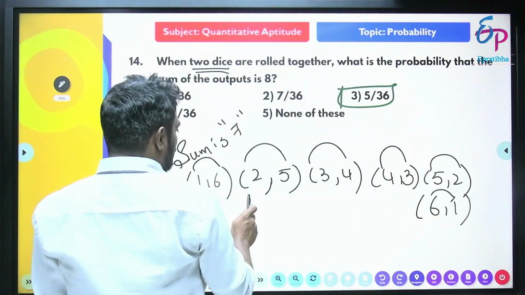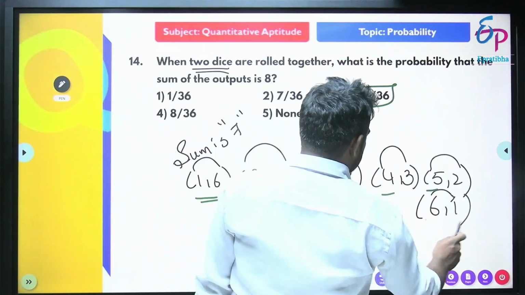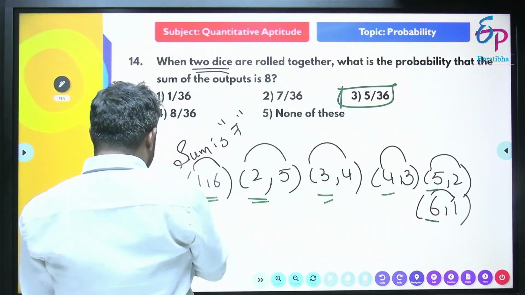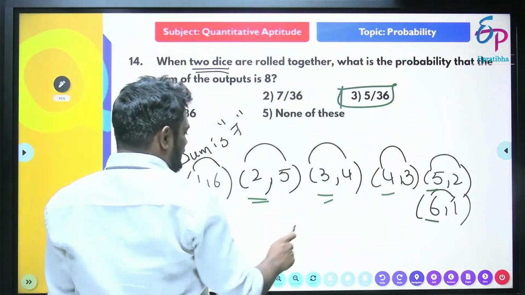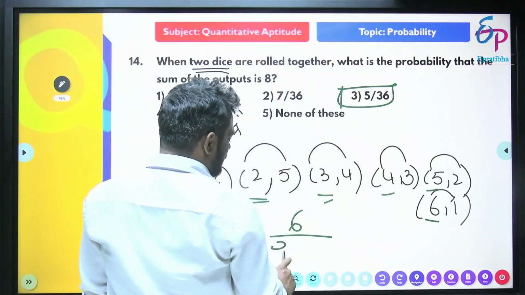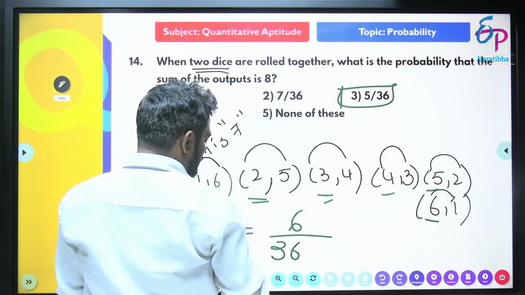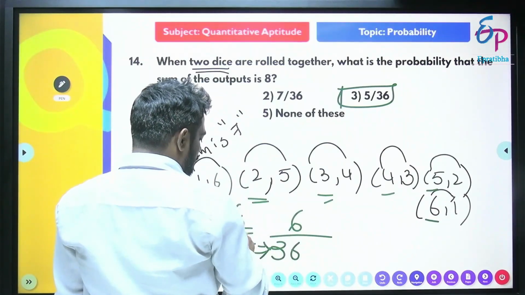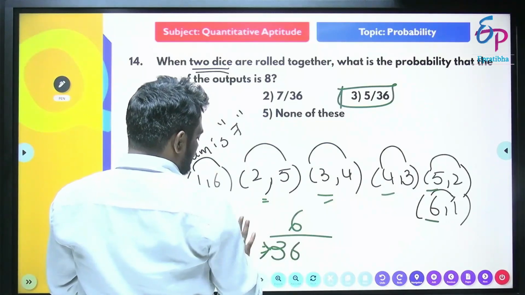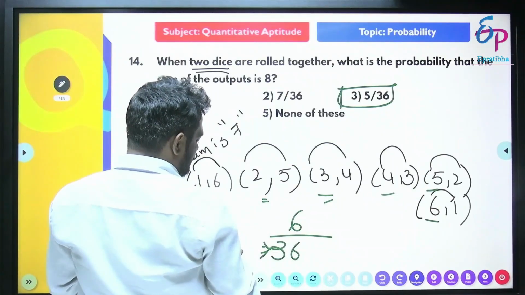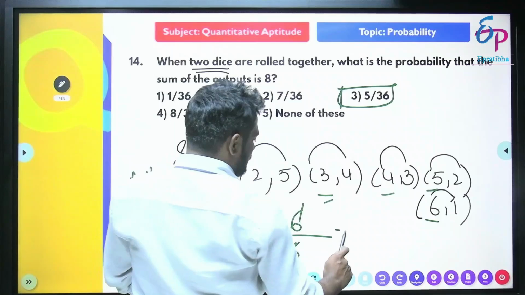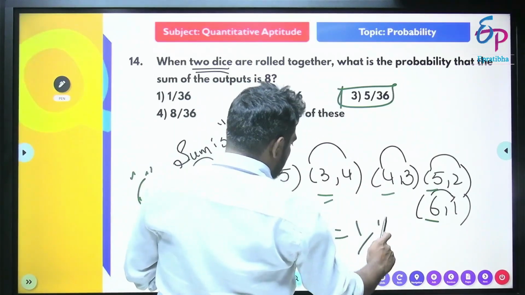Total how many outcomes? 1, 2, 3, 4, 5, 6. These are the favorable. Favorable outcomes are how many? 6. But 2 dice are rolled. How many are the total outcomes? 6 squared, so 36. 36 are the total outcomes. 6 by 36, which is 1 by 6.